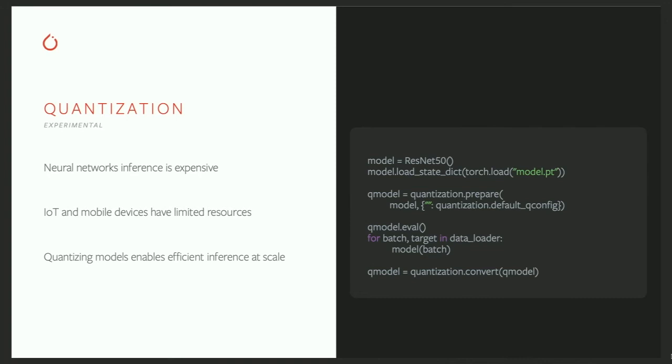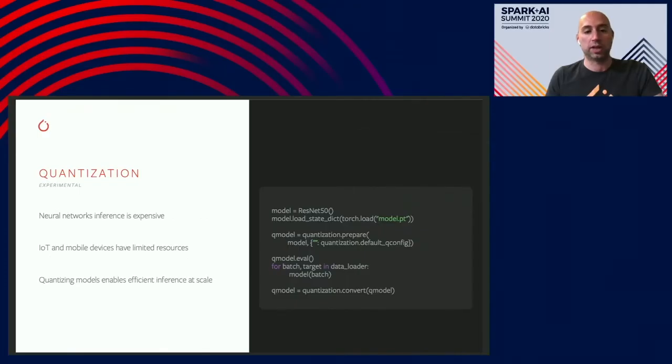Another technique that's very popular, especially with hardware supporting things like 8-bit integer and sometimes even lower precision computations, is quantization. Fundamentally, inference is expensive, especially when you get onto mobile devices and Raspberry Pis and other types of devices. There are limited resources, limited memory, limited compute. There's typically not the resources you would have in, say, a cloud or a data center. So you have to make do with what you have. And what we found is that quantizing models really does enable inference at scale.